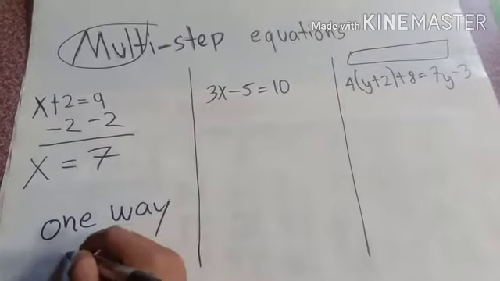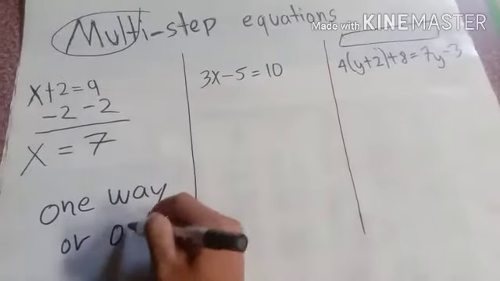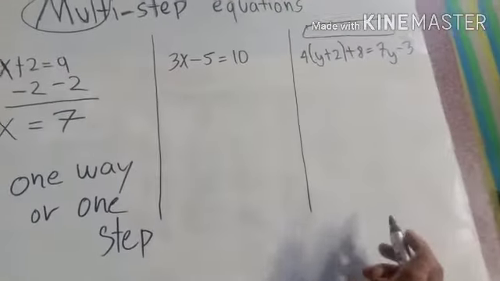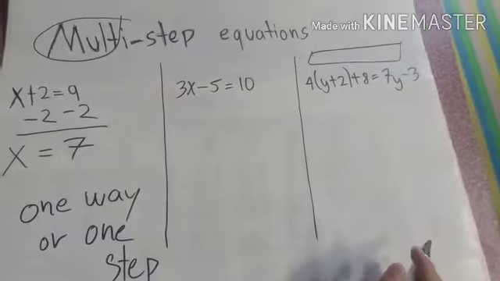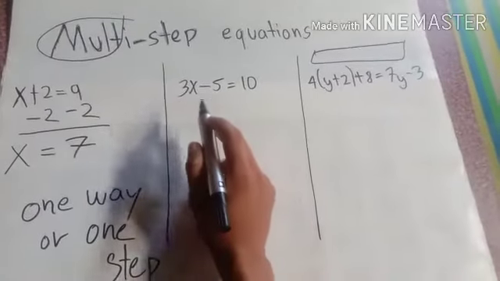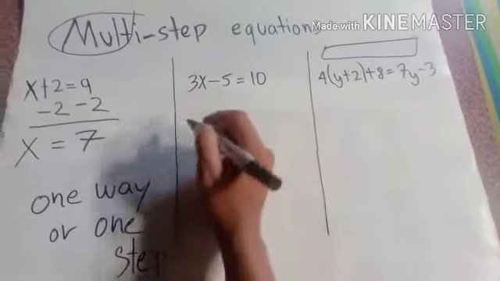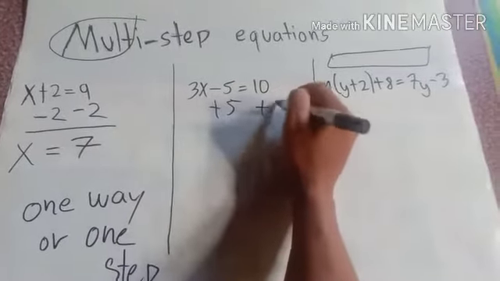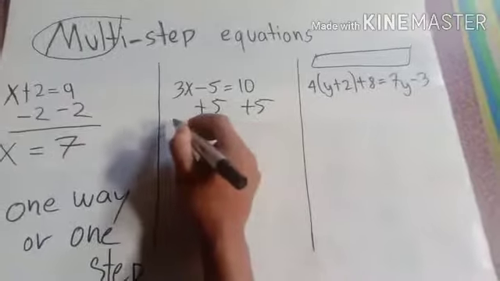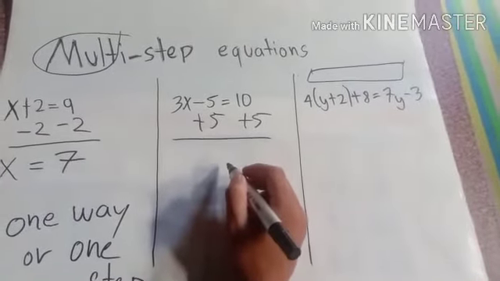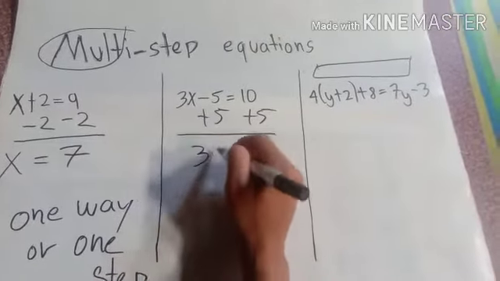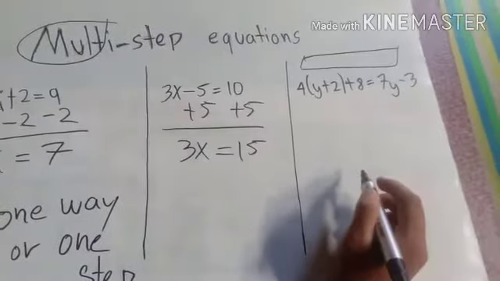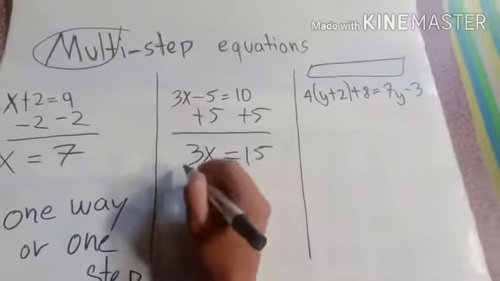Before we go to multi-step equations, it is important to know the two-step equation. And now we proceed to the two-step equation. You need to add 5 to each side. And now bring down the 3x equals 10 plus 5, 15. And you need to divide it by 3.